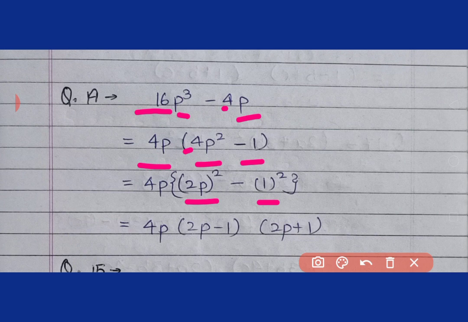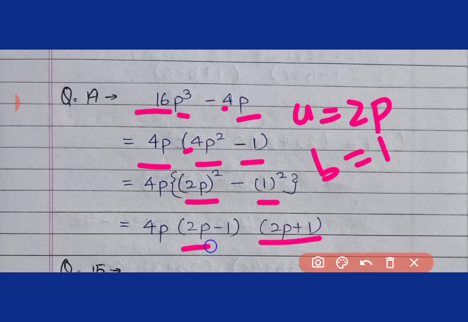So now it is in the form of a square minus b square. The a value is given to 2p and the b value is given to 1. So we can write here in the brackets 2p plus 1 and 2p minus 1. As I already told you, any bracket can be placed before or after, no problem.